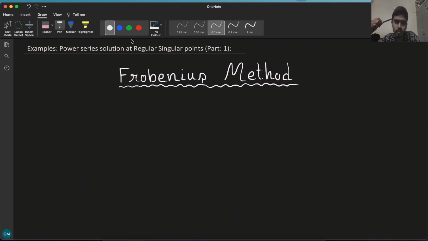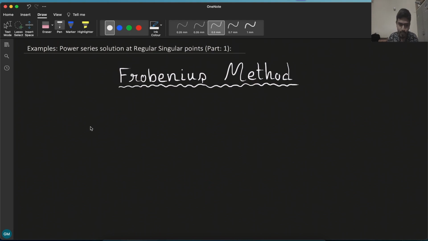In the past few classes, what we did is basically if we are given a second order differential equation and we are asked to find out a power series solution at an ordinary point, then how should we do? So two examples we showed, and in this class what we will do is basically if we are given a second order differential equation and we are asked to find out a power series solution at a regular singular point, then what should be the procedure? Okay, so the procedure is called the Frobenius method.